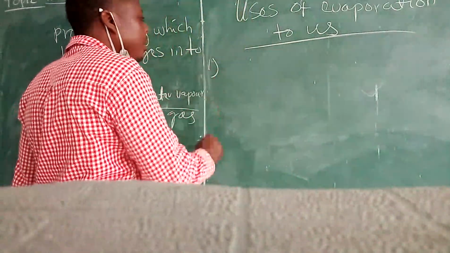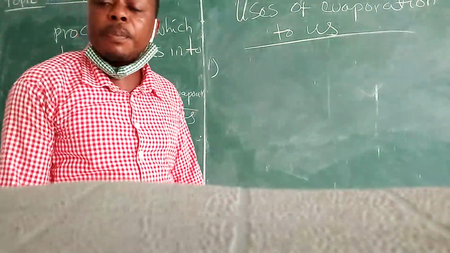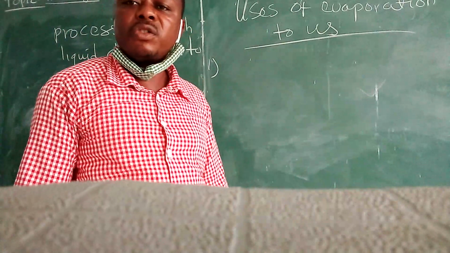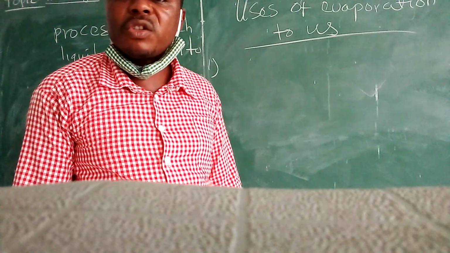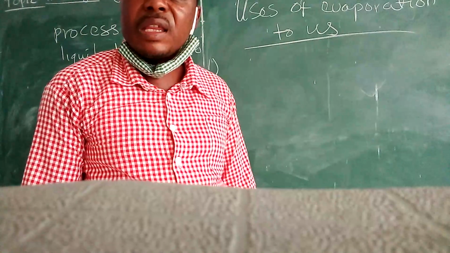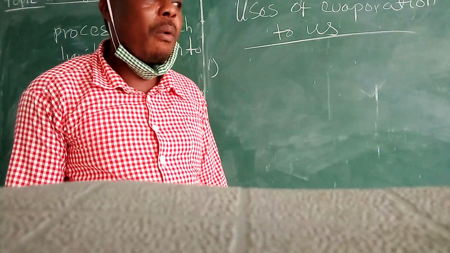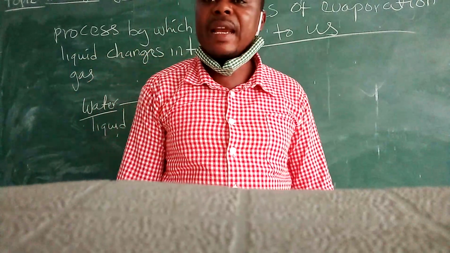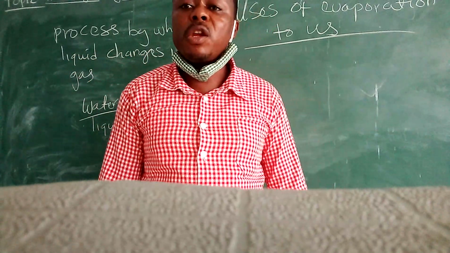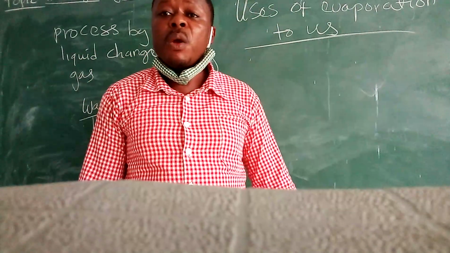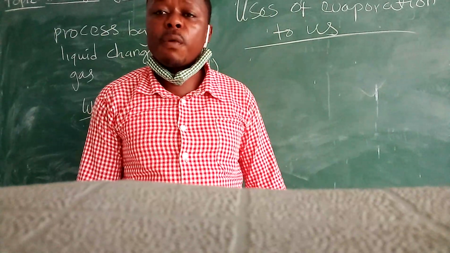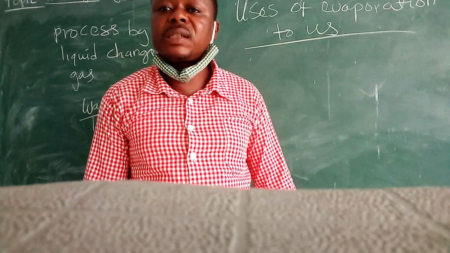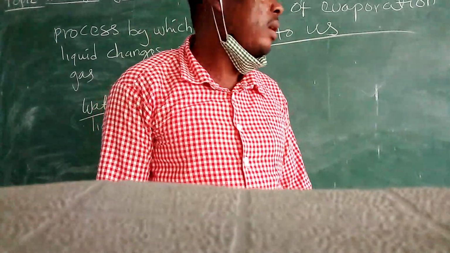One, evaporation helps to dry our wet dresses. You see that from the fact that when we spread our wet dresses on the hanging line, on a sunny or windy day, the wind or the sun will help to evaporate the water from our wet dresses, and our wet dresses will become dry.